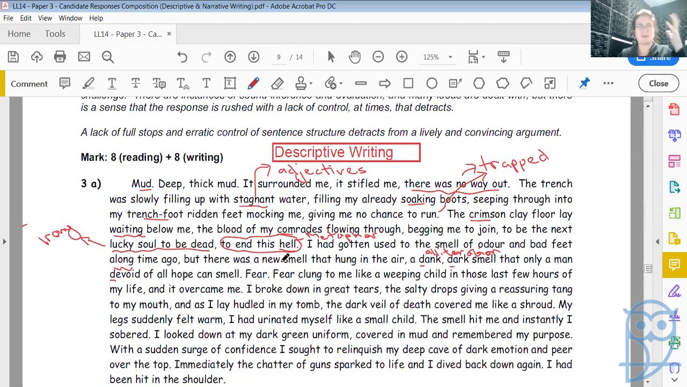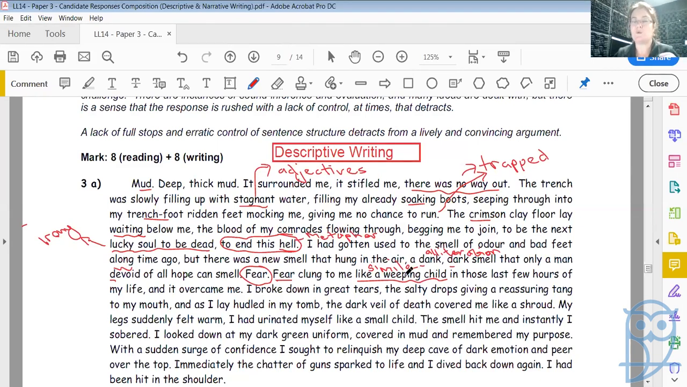Because he's sort of talked about the trench foot and everything. Now he's focusing on something specific. Fear, repetition, good. Emphasizing just how oppressive it is. Fear clung to me like a weeping child. Brilliant use of a simile, because what clings to you? A weeping child will certainly be clinging to you. So very nice. And it's not just a child, it's a weeping child, emphasizing sadness. There is nothing to be happy about in this situation.